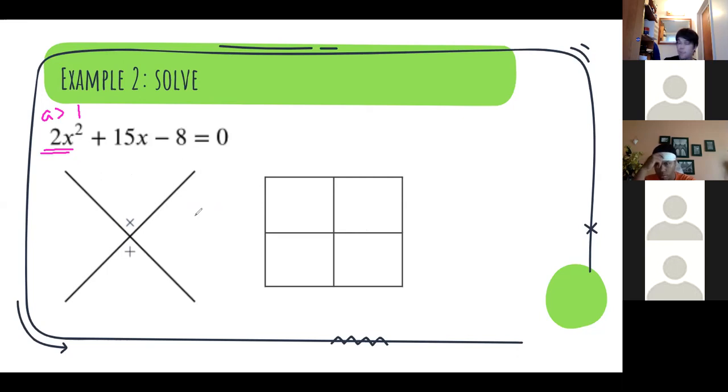To use the X game in this case, we got to do 2 times -8. That's what's going to go on top. So it's -16. And then 15 goes on the bottom. So we're looking for two numbers that multiply to -16 and add to be 15. You can go through your options here, but it's going to be 16 and -1. Those are the two numbers that multiply to be -16 and then add to be 15.